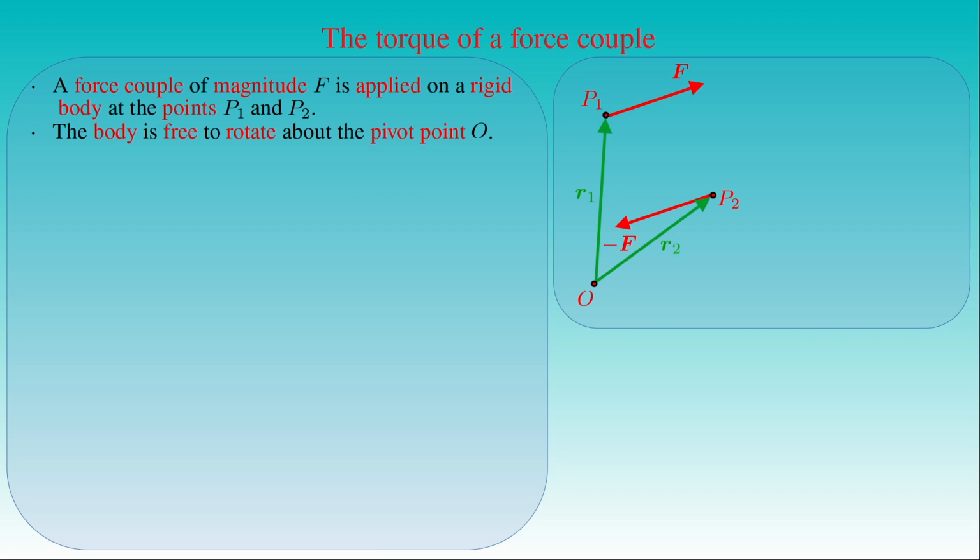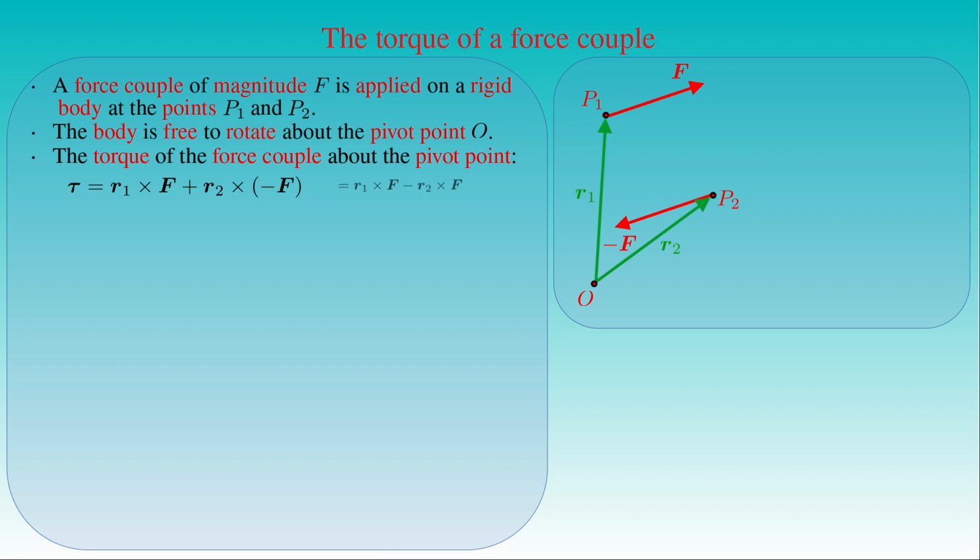The torque tau of the force couple about the pivot point O is given by the vector sum of the torques of the forces F and minus F about the point O, which can be written as the cross product of the position vector R1 and the force F, plus the cross product of the position vector R2 and the force minus F. Since the cross product is linear, the second term is equal to minus the cross product of R2 and F. Then we obtain the cross product of R1 minus R2 and F.